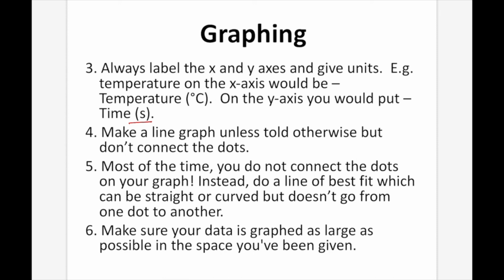Instead, do a line of best fit, which can be straight or curved, but doesn't go from one dot to the other. So for instance, if we have data that looks something like this, then our line of best fit would be a straight line that goes right through the middle. Now, if our data looks more something like this, again, we're not going to connect the dots, but we can draw a curved line of best fit that follows the pattern of the graph pretty well. Make sure your data is graphed as large as possible in the space you've been given.